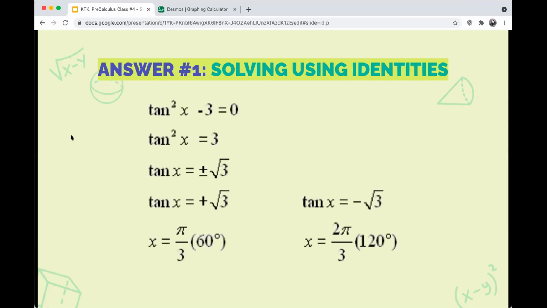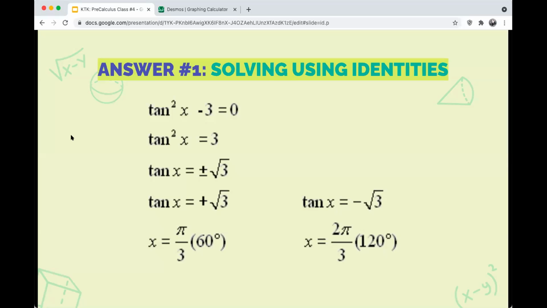But here is the answer you should have gotten, not necessarily the method you would have used, but the answers you should have gotten. Tan squared x minus 3 is equal to 0, tan squared x is equal to 3, tan x is equal to plus or minus root 3, so tan x is equal to positive root 3, and tan x is equal to negative root 3. In the case of tan x being equal to positive root 3, you get x is equal to pi by 3 radians, or in the case of negative root 3, x is equal to 2 pi by 3 radians, or 60 and 120 degrees.